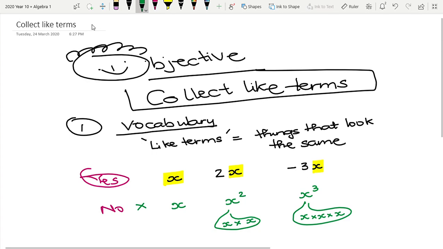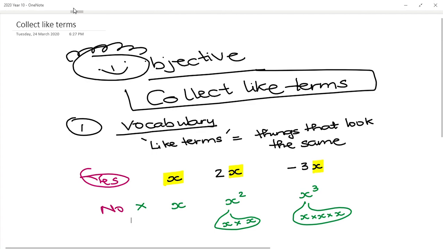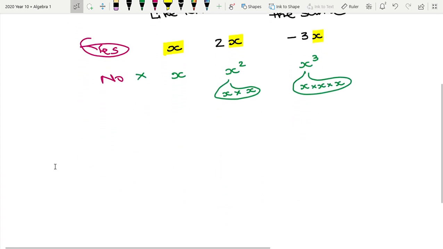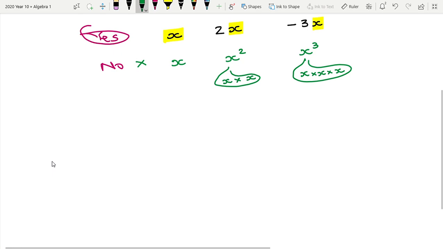Okay, now we can move on to the second part, which is collect the like terms. So the second part of this one is going to be collect the like terms.